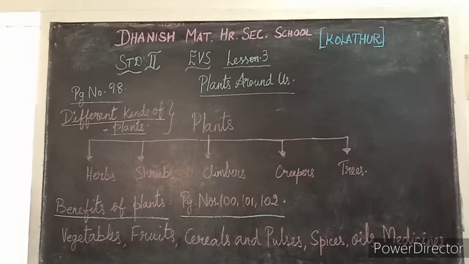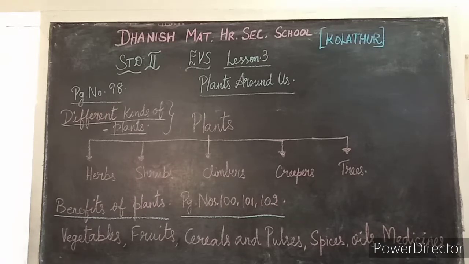For example, shoe flower, oleander, jasmine. In Tamil, shoe flower means sembarathi, oleander means arali, and jasmine means malligai. These are called shrubs. You can see that in book page number 98.